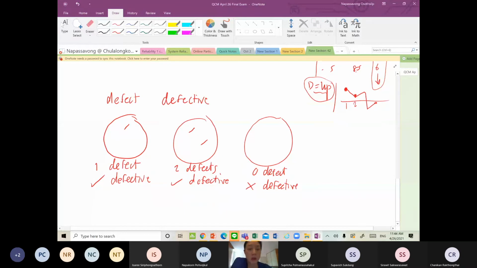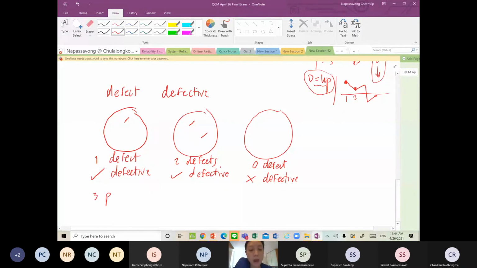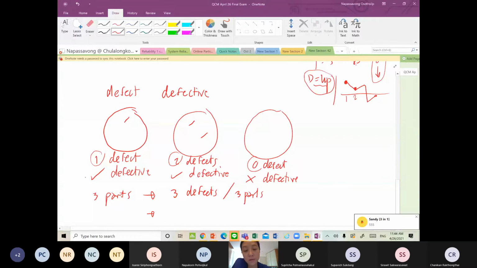So out of 3 parts that we have, we have in total 1 plus 2 plus 0. We have 3 defects over 3 parts, and we have 2 defective, right? This one and this one. We have 2 defectives. 2 defectives over 3 parts.